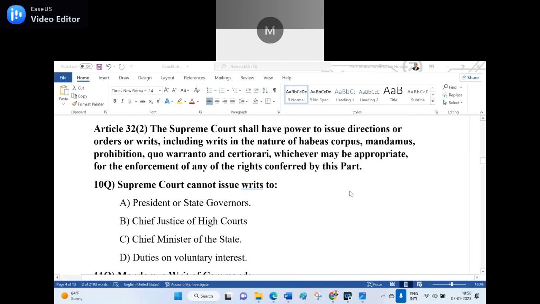Okay, 10th question. Anyone can unmute and read loudly. Supreme Court cannot issue writs to: A, writs to President or state governors. B, Chief Justice of High Courts. C, Chief Minister of State. D, duties on voluntary interest. D is the right answer, sir. Duties on voluntary interest. Wrong.